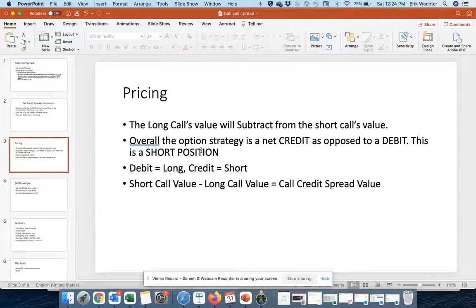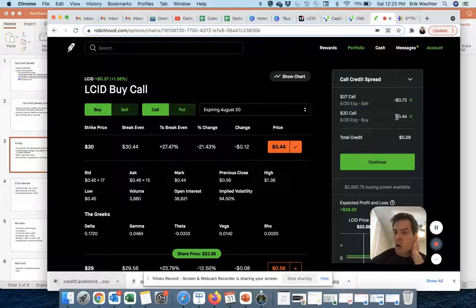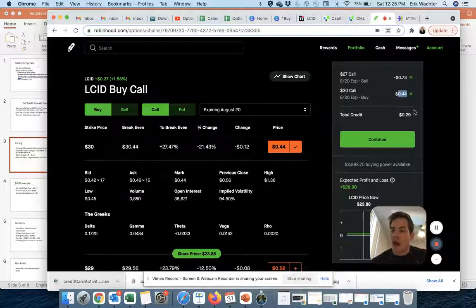Pricing: the long call, in our case the 30 strike which we bought, is going to subtract its value from the short call. Our long call at the 30 strike is 44 cents, and we have the 73 cent short call. We subtract the values and the total value of the credit spread is 29 cents. In this case we're adding the value because we're starting with a short position. I think that's understood.